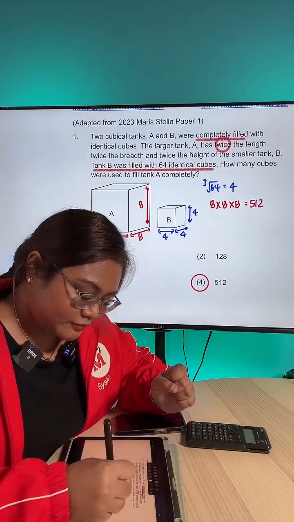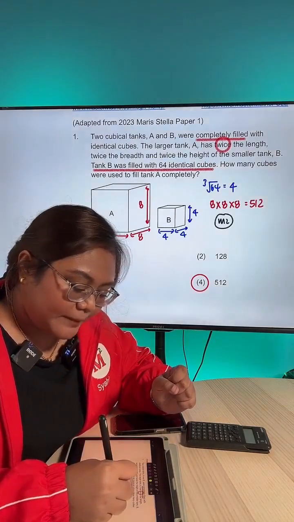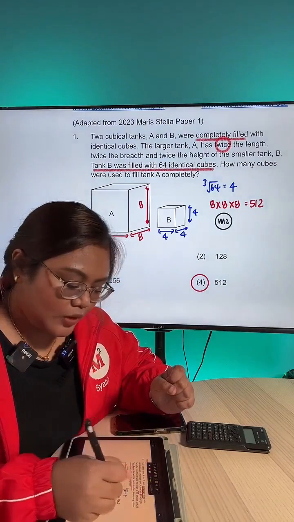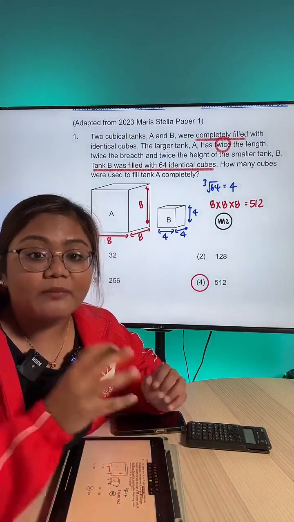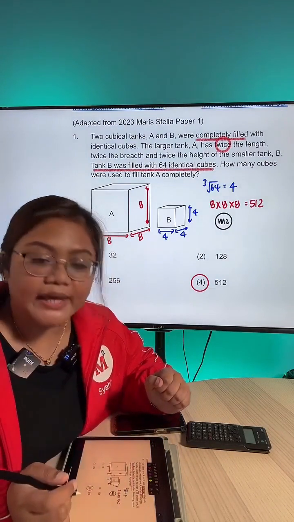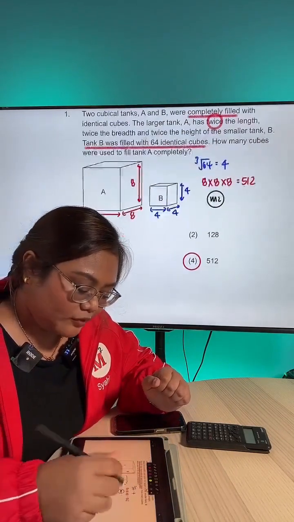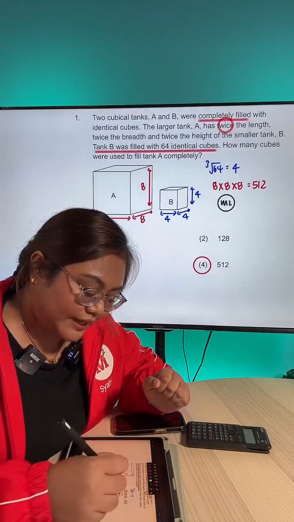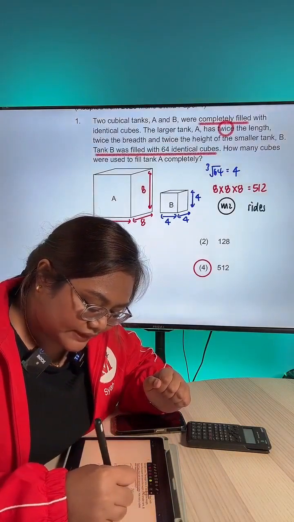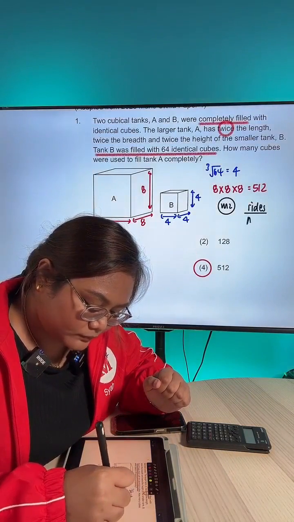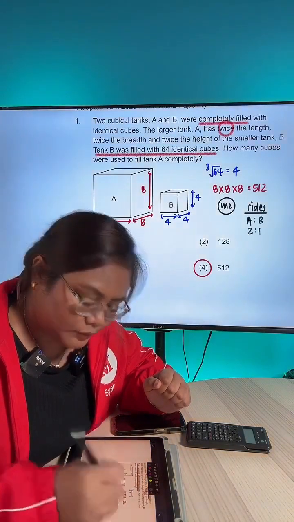Let's run through method 2 here. For method 2, we just need to know how many times of B can fit into A. How do we do that? We can look for the ratios of the sides. The ratio of the sides, A to B, is 2:1.